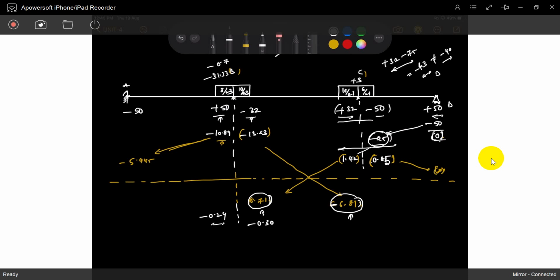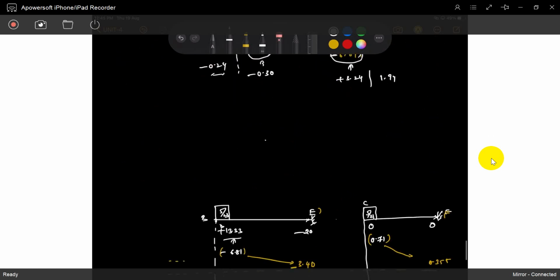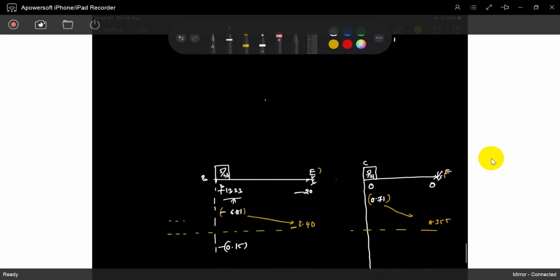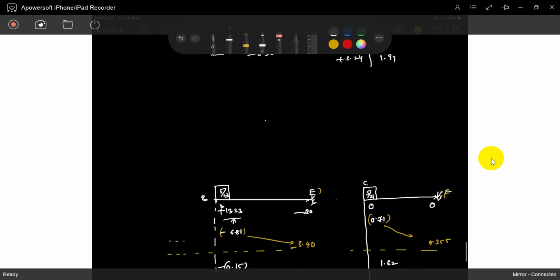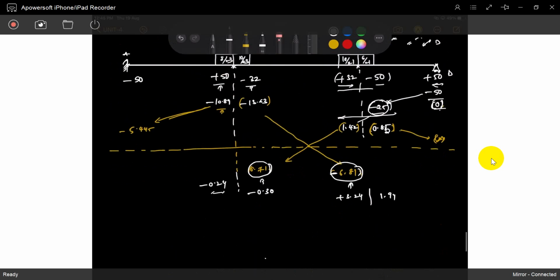Multiply with 10 by 21, it's a plus 3.24. It's 6 by 21, it's 1.94 plus, and here it's 5 by 21, it's 1.62. Now we will distribute it among these. Distributed among these, that is settled. Now it is settled.